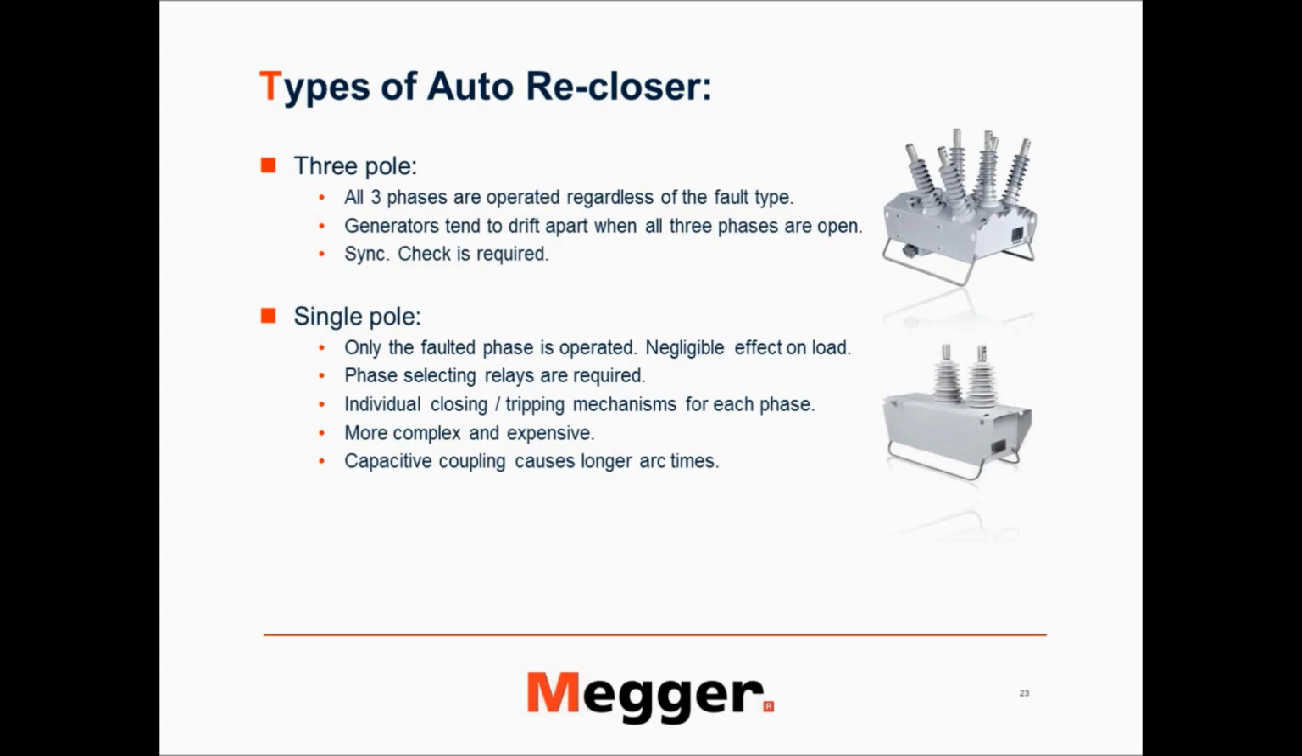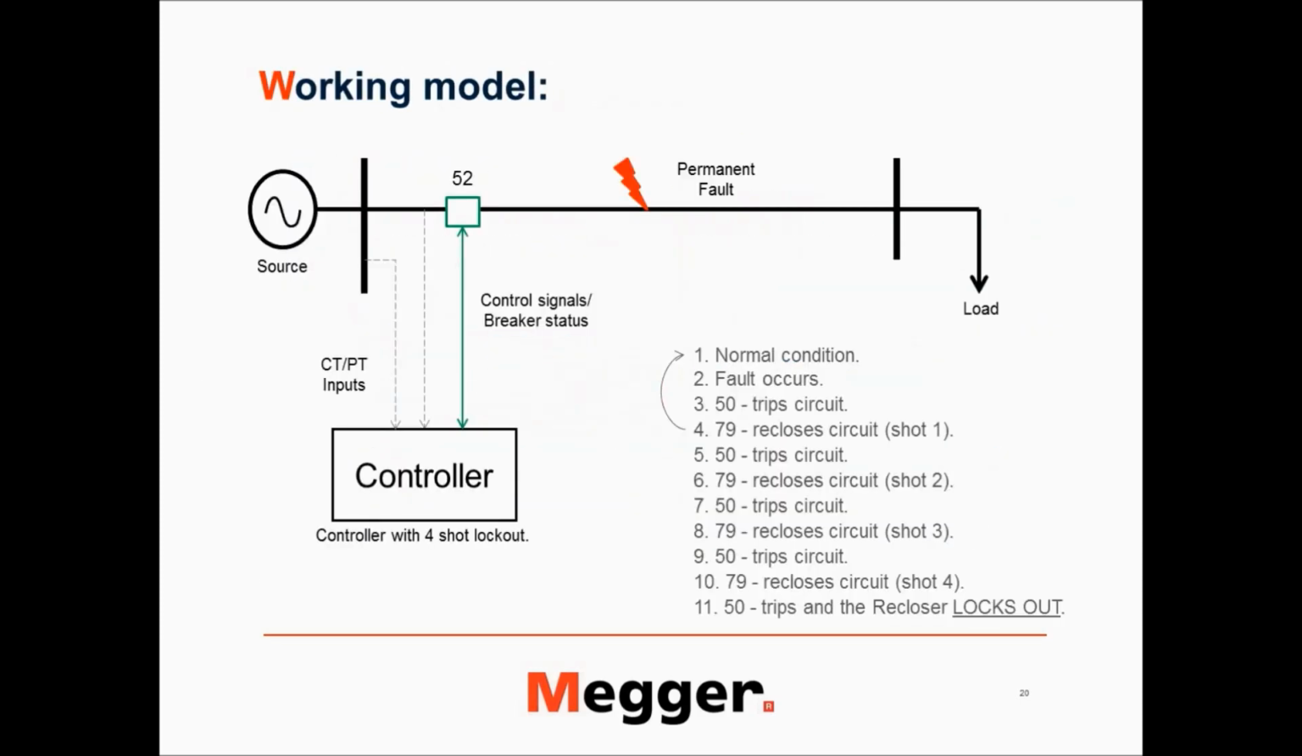In this case, when you have a single pole autoreclose, you need to make sure that you can select the phases. In other words, your controller should know on which phase the fault happened, whether it is a single-phase fault or an A to B fault or a B to C fault. The controller should know which phase the fault occurred on.